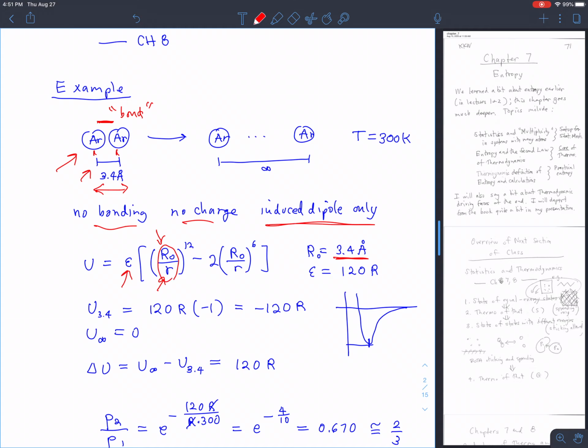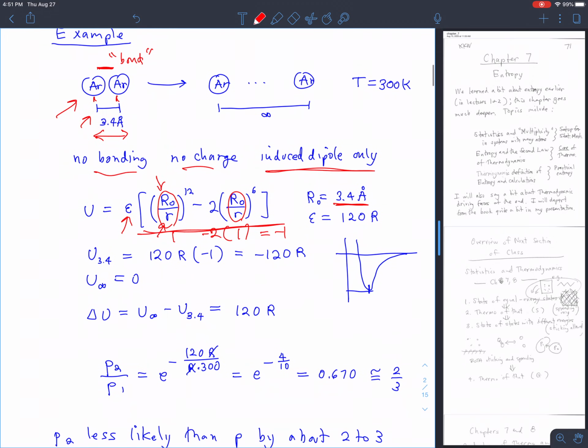We get a 1 to the 12th power, which is still a 1. This whole quantity is 1 to the 6th power, which is a 1. So we get 1 minus 2 times 1, which is just minus 1. So this whole thing in brackets is just a minus 1. I set things up that way because it was easy. So that's why I put these guys at the minimum distance for the potential.